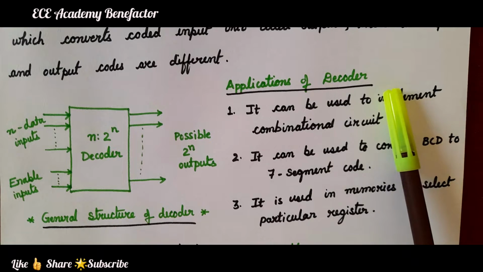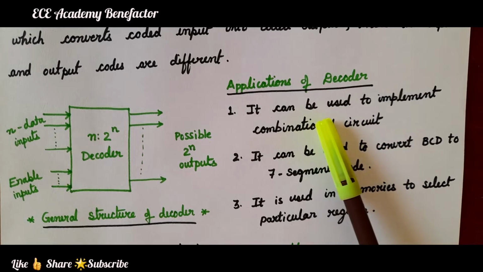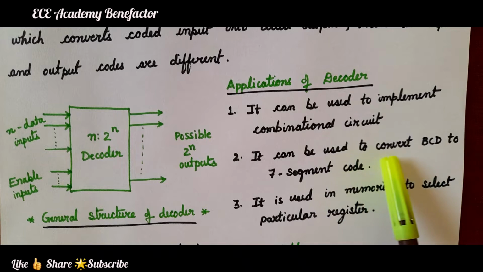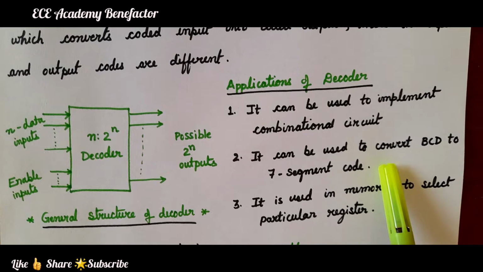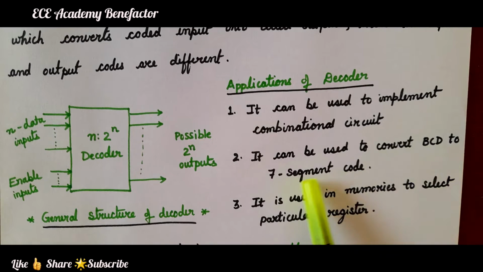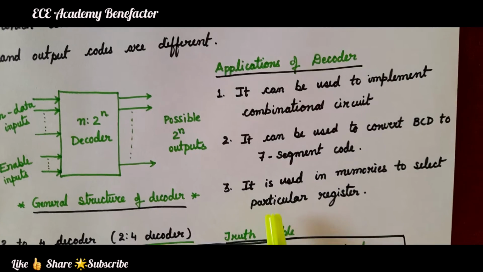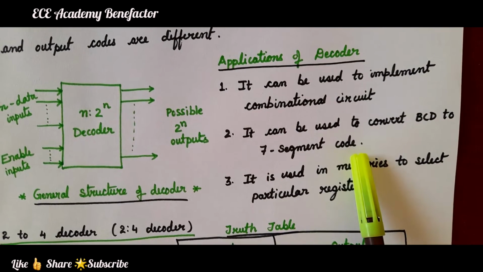Applications of decoder. A decoder can be used to implement combinational circuits. It can be used to convert BCD to 7 segment code. That means it can be used for code conversion. BCD code to 7 segment code, and this 7 segment code is used in LCD displays. It is used in memories to select a particular register. So, these are a few applications of decoder.